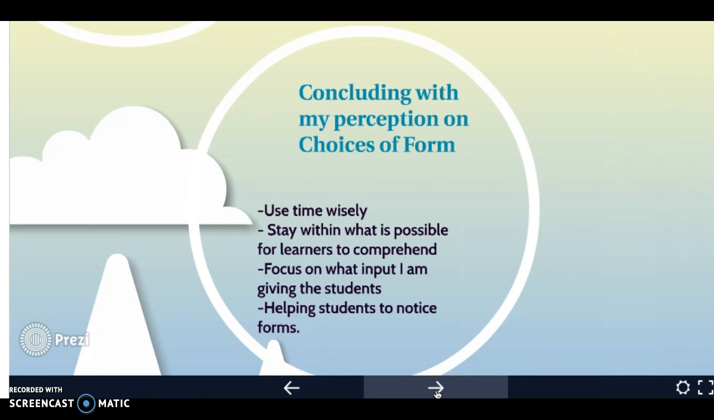Concluding with my perception on choices of form. Reading the article Pedagogical Choices and Focus on Form by Doughty and Williams have given me ideas of how I can change my teaching of languages in the classroom. I do agree that there is no need in using a lot of time on things that the students will notice and eventually correct by themselves. As a teacher, it is sufficient to give a short feedback when the error arises.